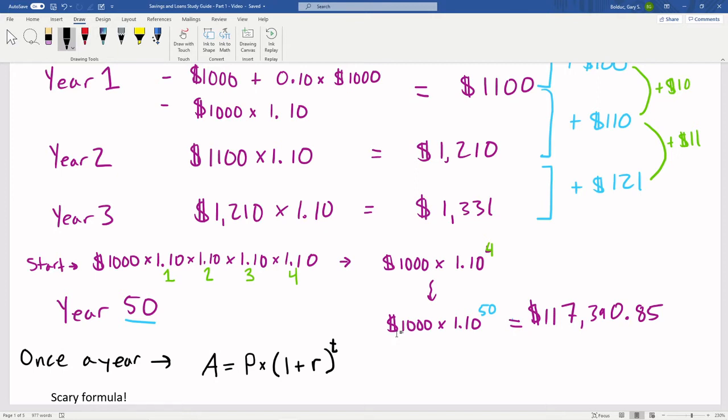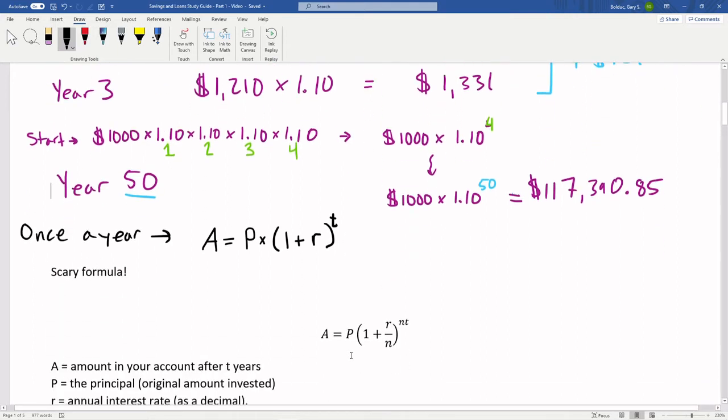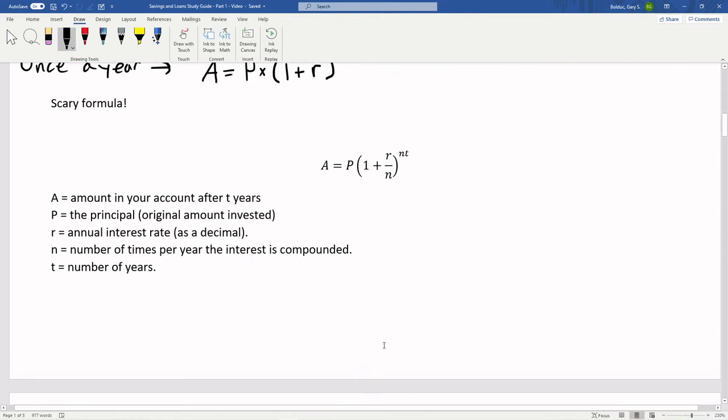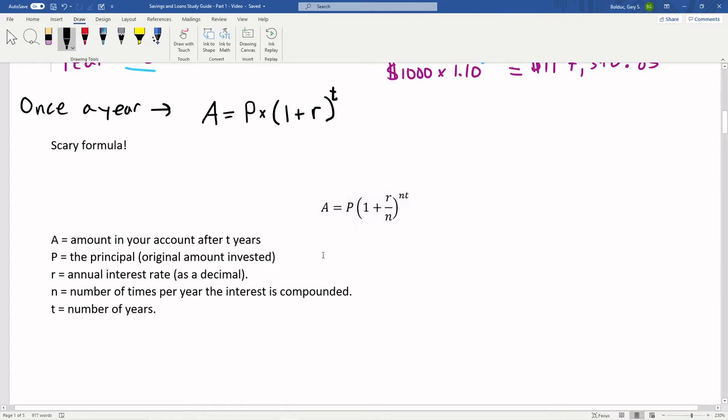All right, so there are other situations that make this a little trickier. So we've got another formula, a scary formula here, that hopefully looks very similar to this one. A is the amount in your account after some amount of years, T years. That's equal to the amount you start with, P, often called the principal. We'll see that word later with loans. And then you do 1 plus, and now here is where things get tricky. This R over N.